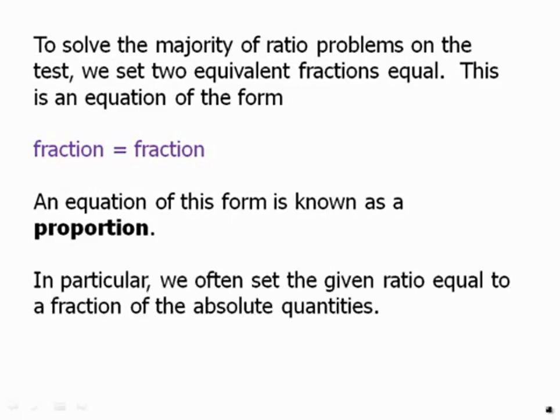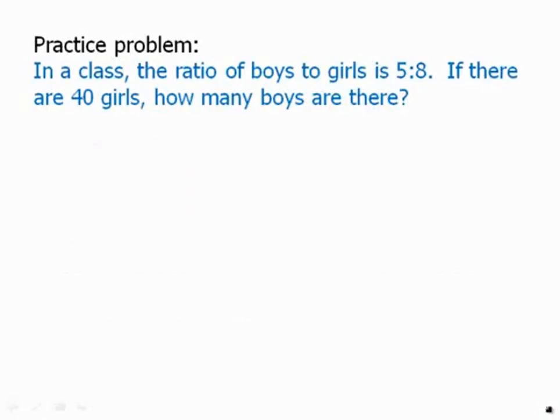In particular, we often set the given ratio, the ratio given in the problem, equal to a fraction of the absolute quantities. So for example, here's a practice problem. In a class, the ratio of boys to girls is 5 to 8. If there are 40 girls, how many boys are there? So I'm going to suggest pause the video here and work this out on your own.